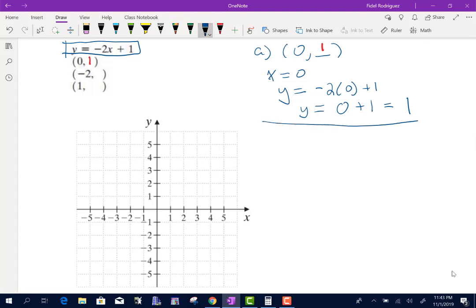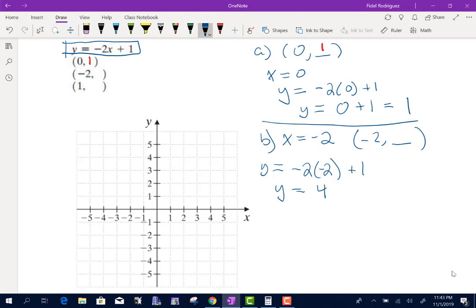Okay? I'm going to do this all over again, part B. Part B, I know that my x number is the number negative 2, because the point we have is negative 2, comma, blank. Okay? So I'm going to write out my equation. Y equals negative 2 times x, which is also negative 2, okay, plus 1. So let's see. Negative 2 times negative 2 is a positive 4. Positive 4 plus 1 is a 5. So it's telling me that number right there is a 5. That number right there is a 5. Okay?